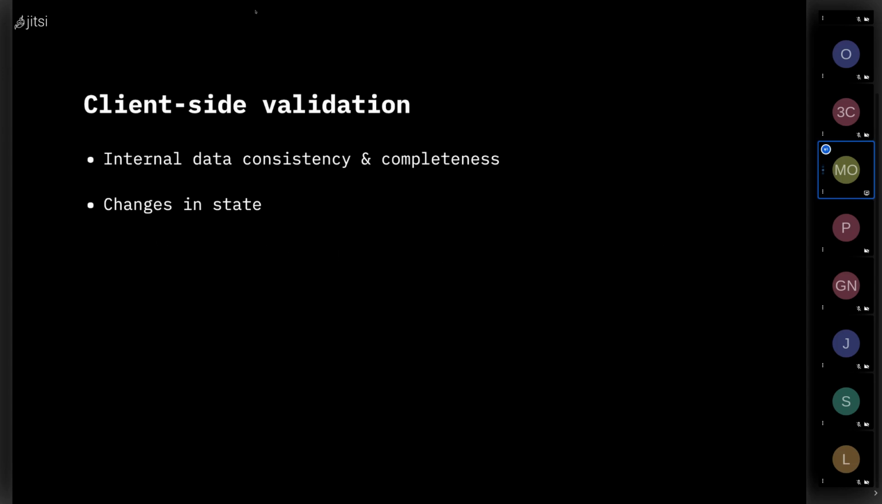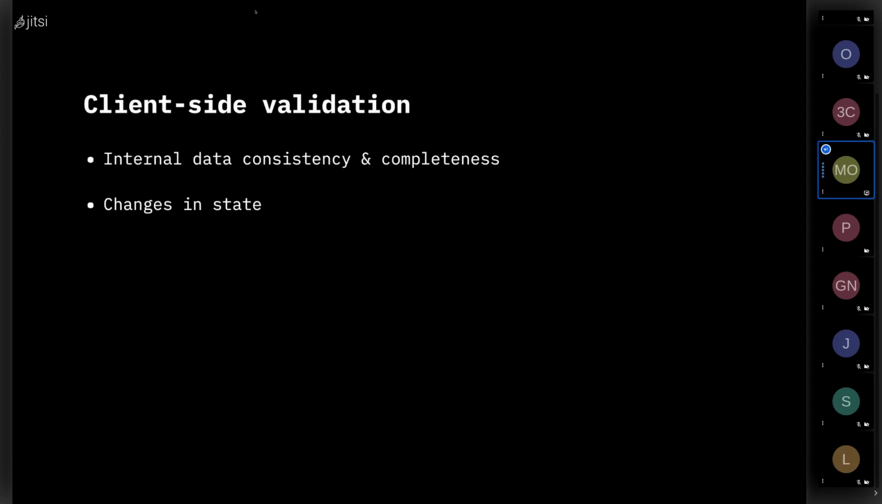So with client-side validation, what do you actually validate? You validate two main things. The first, you validate internal data consistency and completeness, meaning that you have all the data required to see the actual state of the smart contract, and that these data are internally consistent. They are not self-contradictory. The second part of the client-side validation is the changes in the state, in the history of state inside the smart contract. Because like with Bitcoin transactions, you have a graph of historic operations which you validate.